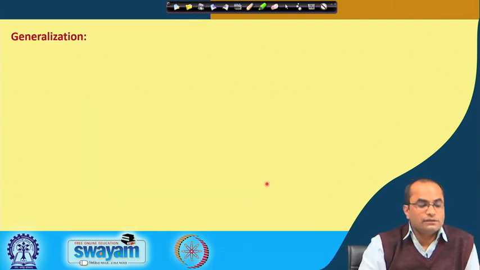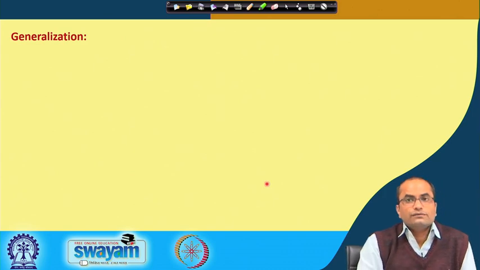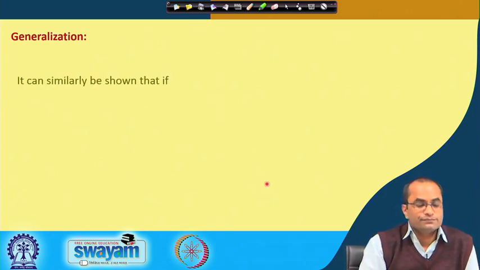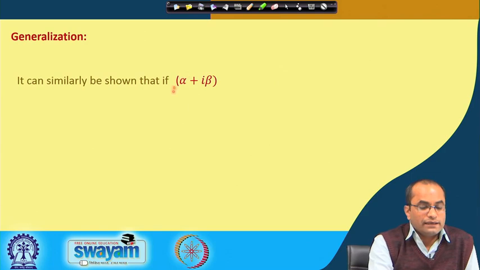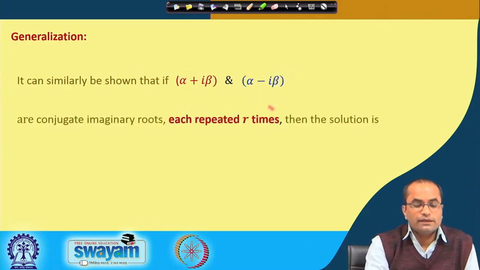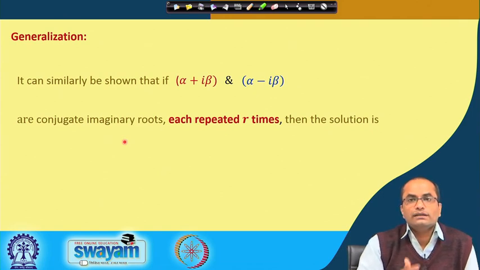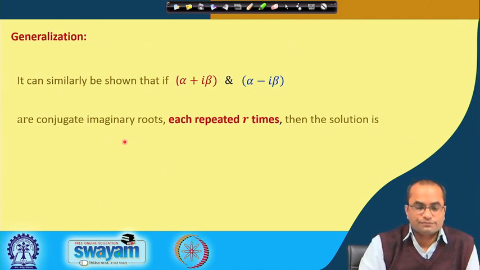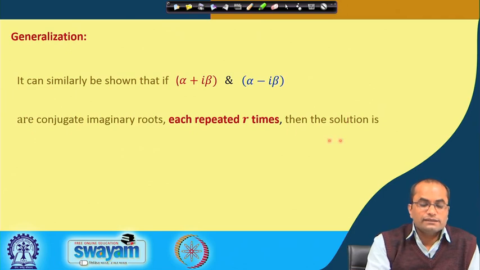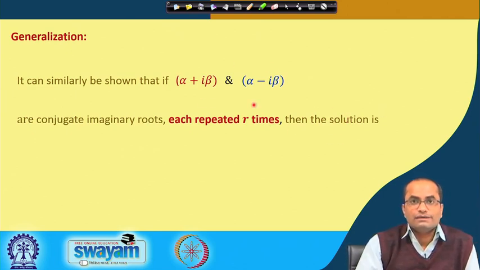Next, we will consider the generalization of this, when we have alpha plus i beta and alpha minus i beta as the conjugate imaginary roots, and they are repeated r times. In that case, what would be the solution? So, these conjugates are repeated r times now.